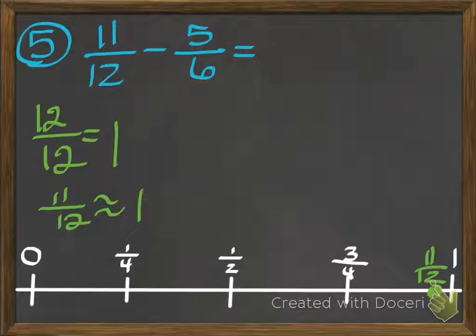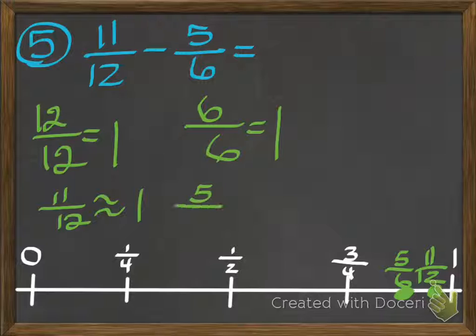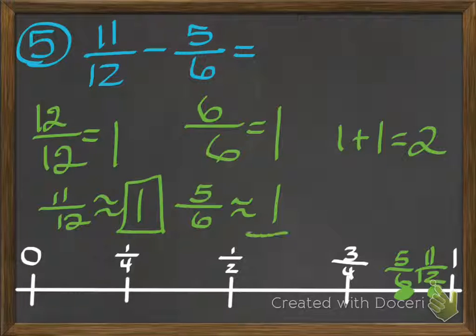Okay, and 5/6 is the number we just used. It's very close to 6/6, and 6/6 equals 1. So 5/6 is going to be very close to 1 as well. So 5/6 is about equal to 1. Well, 1 plus 1 equals 2, of course. So I've changed those fractions to 1. 1 plus 1 equals 2.